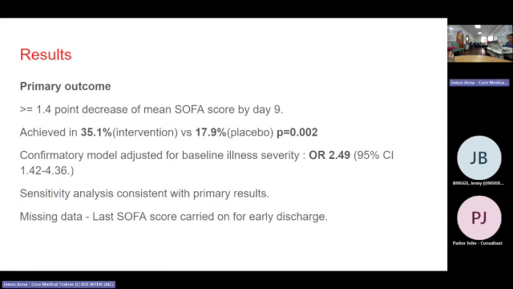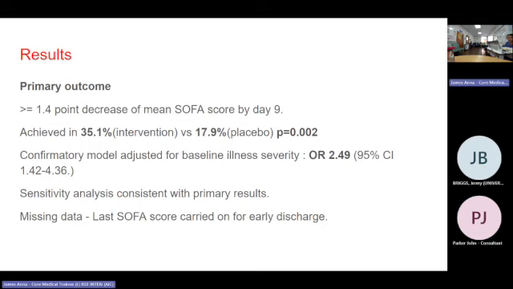The primary outcome that they calculated was a decrease of more than or equal to 1.4 points in the mean SOFA score by day 9. How they measured this is, they took a mean of the SOFA score from days 2 to 9, and they subtracted this number from the SOFA score of day 1. So this is what they measured.